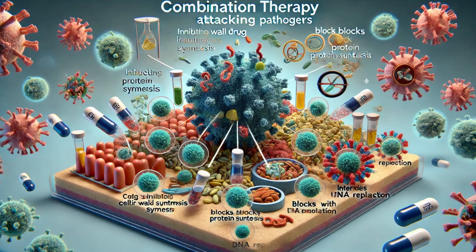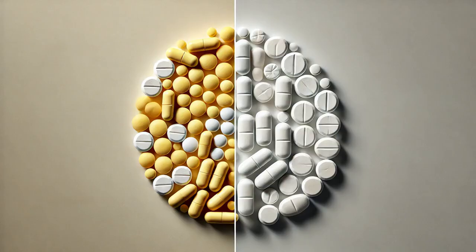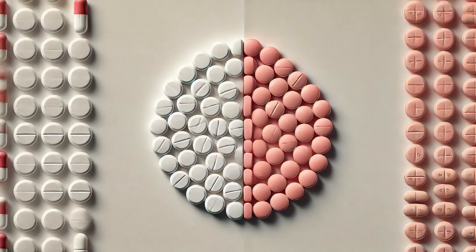Penicillins and cephalosporins inhibit bacterial cell wall synthesis. By targeting the peptidoglycan layer, they effectively kill bacteria without harming human cells. Tetracyclines and macrolides inhibit bacterial protein synthesis by binding to bacterial ribosomes. This prevents bacteria from making essential proteins, leading to their death.